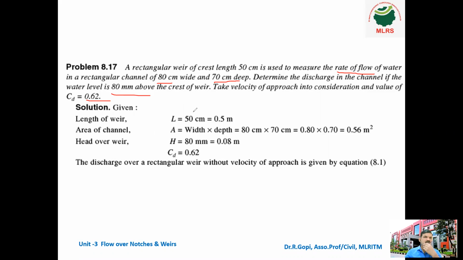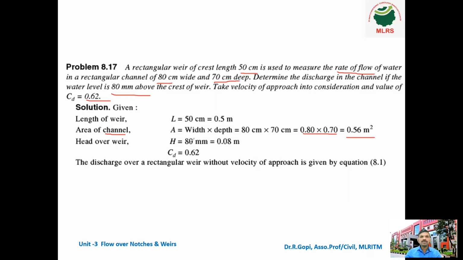So here velocity of approach is not given. So first we have to calculate the discharge, and after that the velocity of approach. So write down the data given. Length is 50 centimeter, and area 80 centimeter into 70 centimeter. This is the area of the channel, not the weir. Okay, so 80 centimeter into 70 centimeter, converted into meters, we got 0.56 meter square.